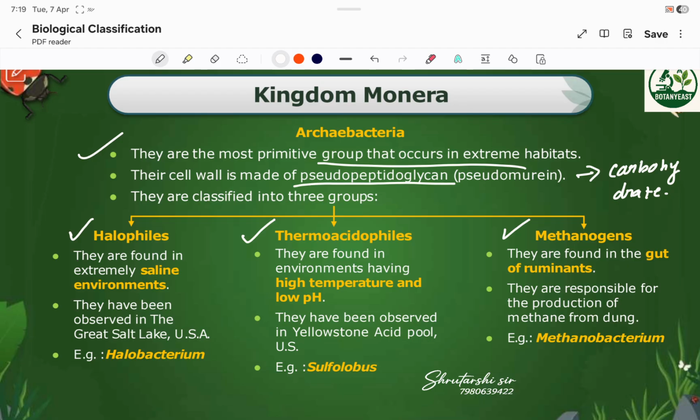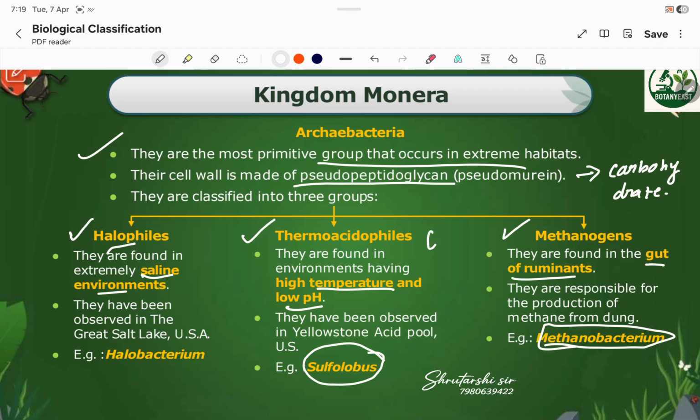The halophiles are present in saline environments. The example is halobacteria. Halophiles are present in extremely salty waters. It is seen in the Great Salt Lake of the USA. Thermoacidophiles are present in high temperature and low pH. Sulfolobus is an example. And methanogenic bacteria are present in the gut of ruminants. Example is methanobacterium. It is present in the gut of cow, buffalo, organisms like that. Clear?